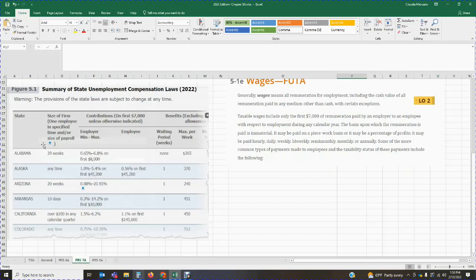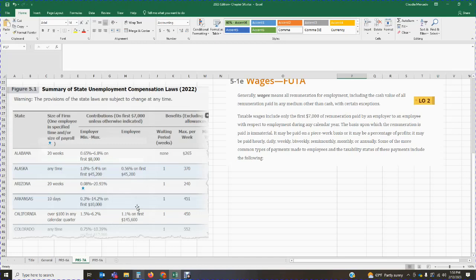For example, for Alabama, we're going to pay taxes on the first $8,000. For Alaska, we're going to pay taxes on the first $45,200. For Arkansas, on the first $10,000. So it changes. The state unemployment tax laws change by state. We need to be familiar with that, and know where we can locate that information.